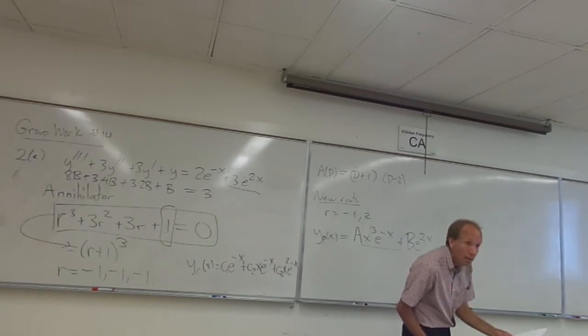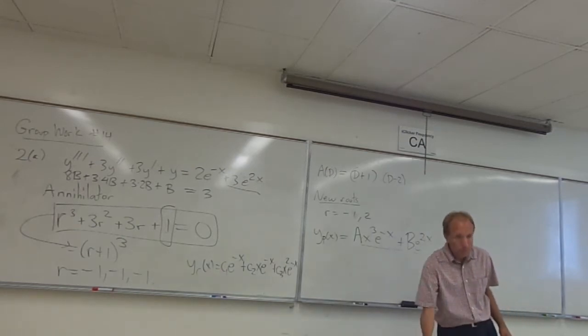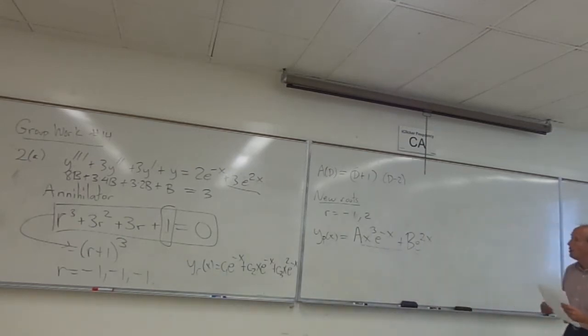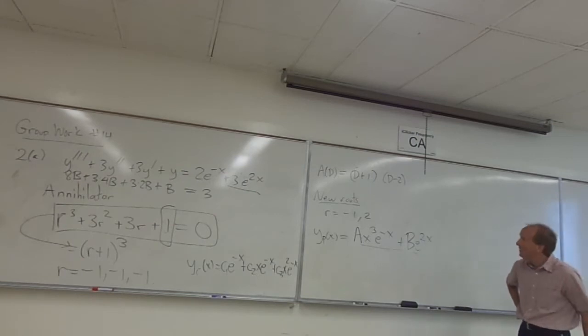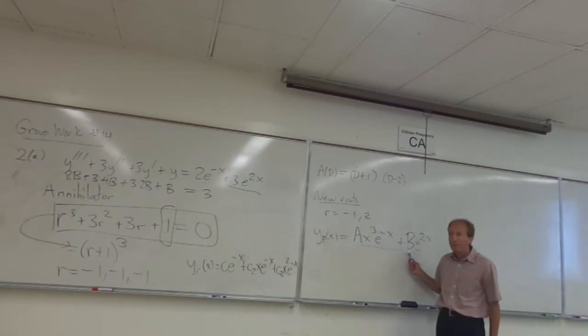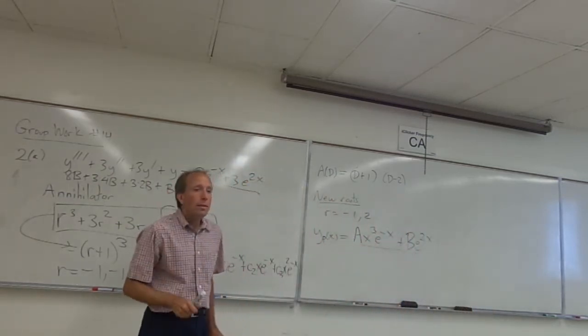One quick question. I've noticed this before when we're doing annihilators, or at least this type of annihilator with the e to the x. In the yp equation, the exponents are always the same. Is that always true? That's what he's just asking me. Yeah. So you can kind of quickly check your answer by comparing that.